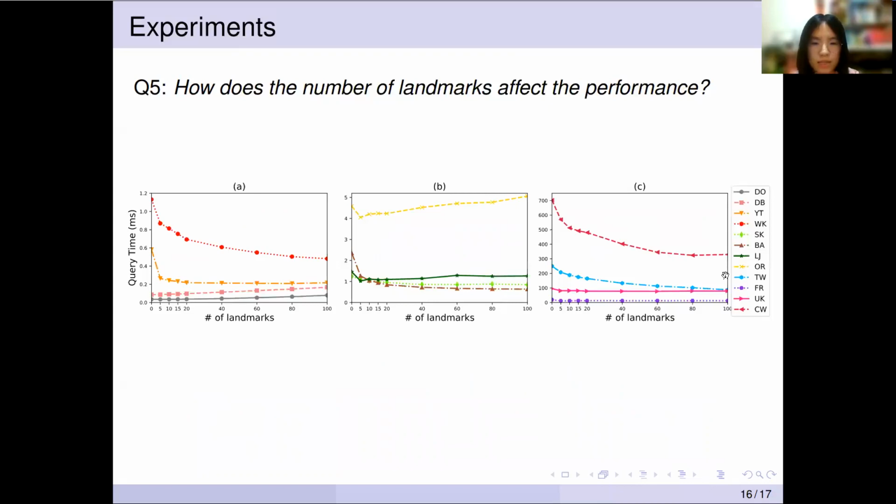This figure shows us the impact of varying landmarks on query time. When the number of landmarks increases, the query time may increase, decrease, or have no significant change. This is because removing more landmarks can better specify the graph and lead to a more accurate sketch. But the time for computing the shortest path in the sketch also increases.